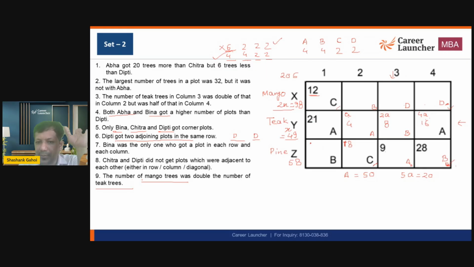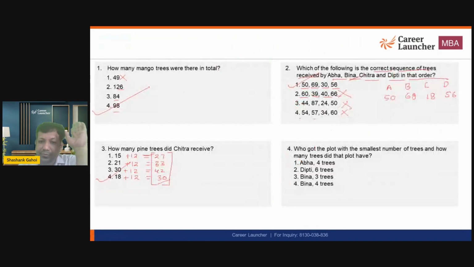So this becomes 3. Now I can say one thing: what did the question initially state? It stated that the number of trees should be a multiple of either 3 or 4. So the smallest possible number of trees is going to be 3, and that belongs to Beena, and that is pine tree. So Beena got 3 trees, and now I also have the answer to question number 3. I don't have to solve anymore.